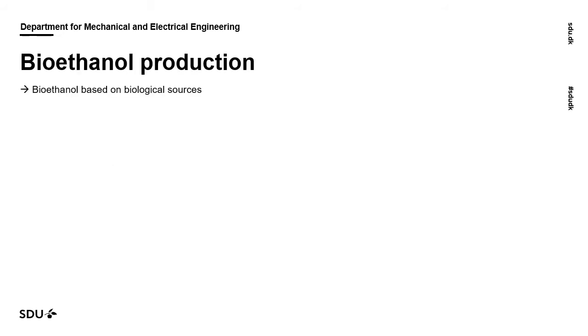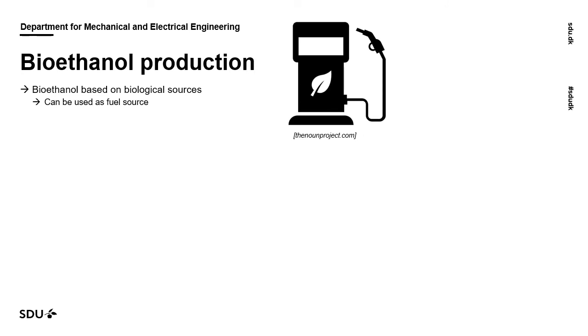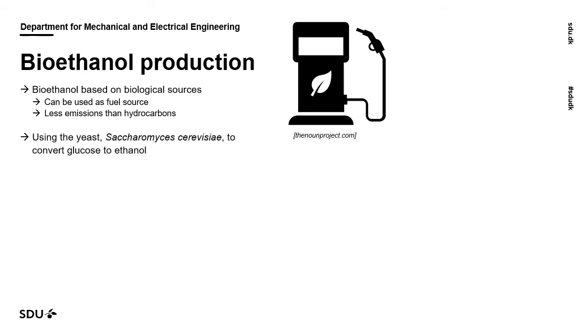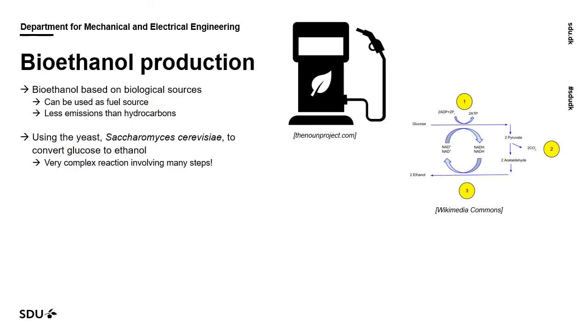So for bioethanol production, bioethanol is based on biological sources. So it can be used as a fuel source, which produces significantly less emissions than hydrocarbons. And the common way to produce it, or one of the ways, is to use yeast, common baker's yeast, to convert glucose, which is extracted from these biological sources, into ethanol.